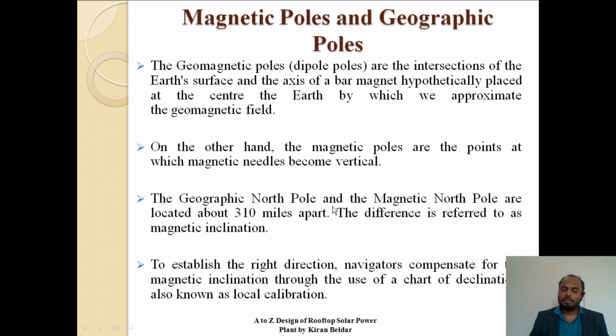The geographic north pole and the magnetic north pole are located around 310 miles apart. This is the approximate distance that is measured between the geographic north pole and the magnetic north pole. The difference is referred to as magnetic inclination. This magnetic inclination has an approximate angle of 11.5 degrees. To establish the right direction, navigators compensate for the magnetic inclination through the use of a chart of declination, also known as local calibration.